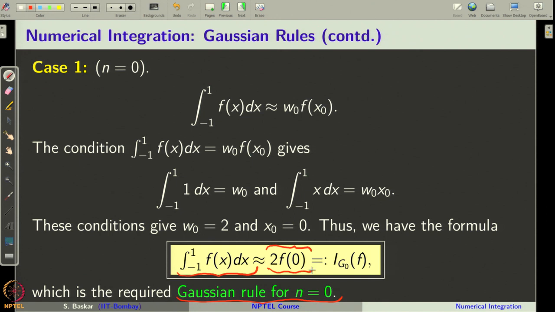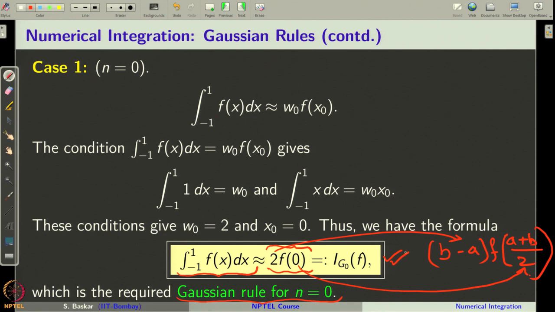If you recall, we have come across this method already in one of our previous classes. What is that? Well, you can go back and see that this is precisely what we called the midpoint rule. Remember, the midpoint rule is b minus a into f of the midpoint of the interval, a plus b by 2. In the present case, the midpoint is 0, and b minus a is precisely 2 here in this particular integral from minus 1 to 1. Therefore, what you get as the Gaussian rule for n equal to 0 is precisely the midpoint rule. That is what is interesting here.